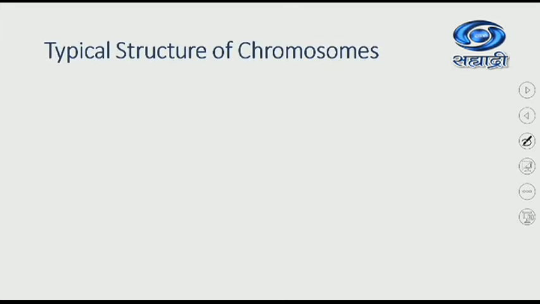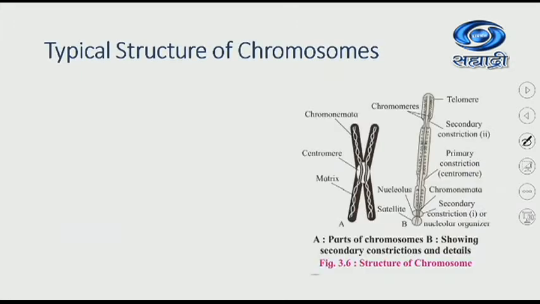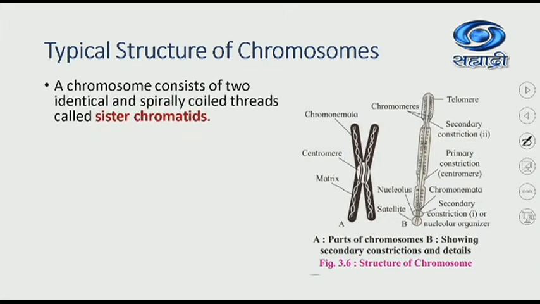Now, let us see the typical structure of a chromosome. You can go through this picture. I have taken this picture from your textbook itself. So, we'll begin. A chromosome consists of two identical, similar, spirally coiled threads, which are called sister chromatids. You can look at this picture. This is a chromatid. This is a chromatid. If you look under the microscope, you will see that they are made up of spirally coiled structures. These thread-like structures are called sister chromatids. So this and this are sister chromatids of each other.